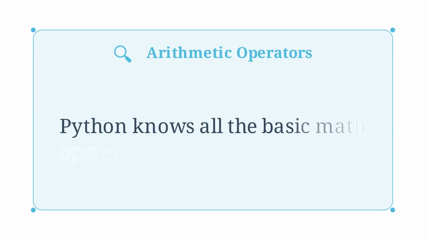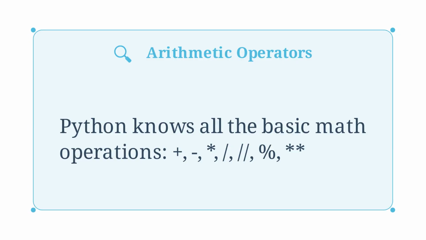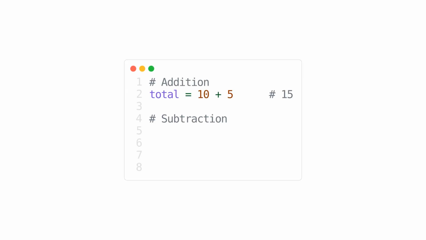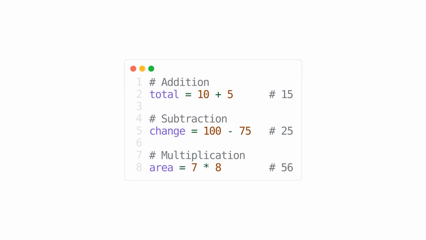Python is like a super calculator that knows every math operation you can think of. Plus for addition, minus for subtraction, star for multiplication, slash for division, and some special ones we're about to explore. Let's see them in action. The basic three are just like regular math. 10 plus 5 gives us 15. 100 minus 75 equals 25. 7 times 8 equals 56. Python handles these exactly like you'd expect from math class.